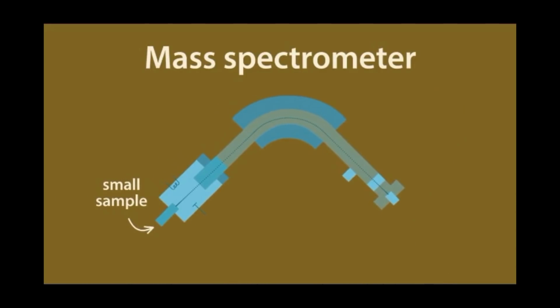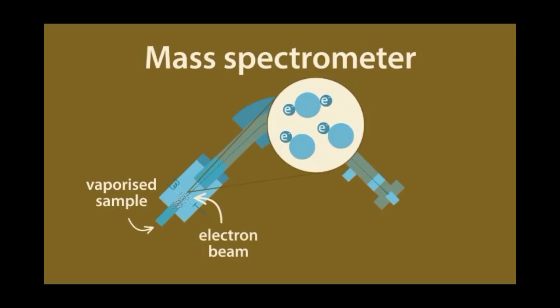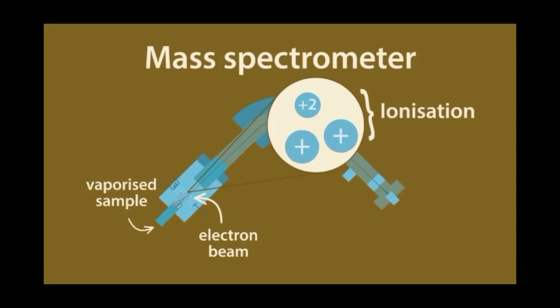A sample must first be vaporized. Once this is done, the vaporized sample is then bombarded with a beam of electrons. This beam of electrons knocks off electrons from the molecules which make up the sample, creating positively charged ions. This process is known as ionization. The ions formed usually have a +1 or a +2 charge.